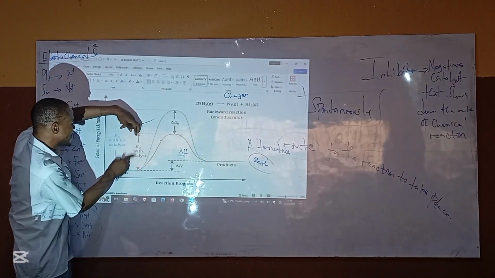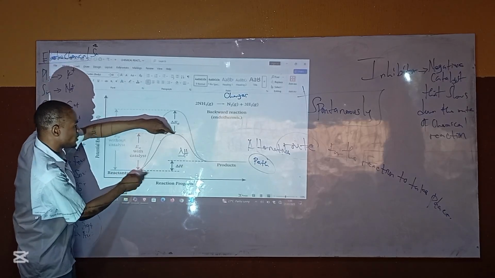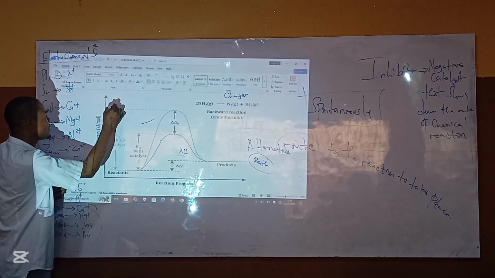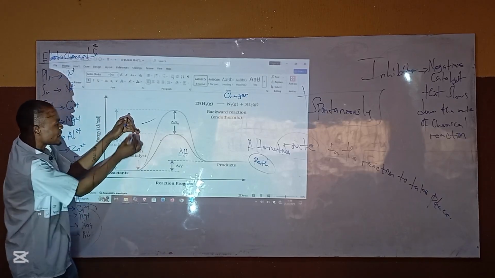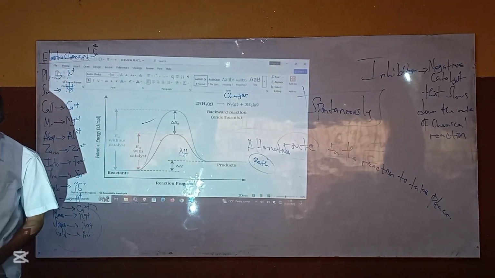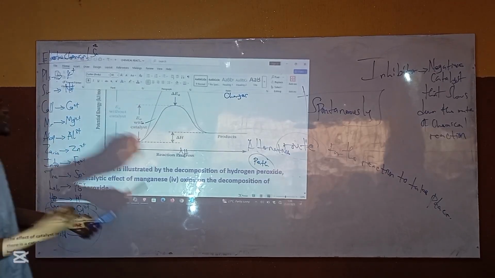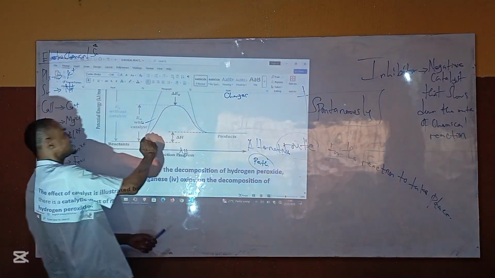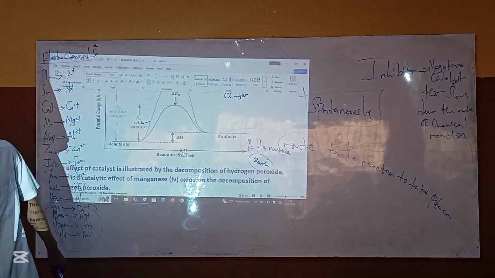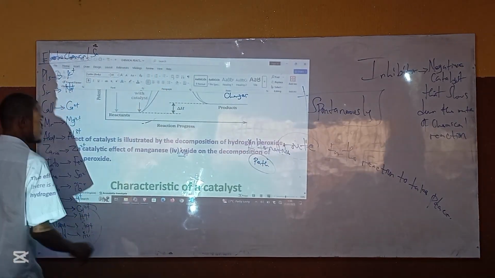So this is EA with catalyst. So why this one? Activation energy without catalyst is very high, but activation energy with catalyst is very low. So it creates another alternative route for the reaction. It creates another path, a shortcut to get to the product side.